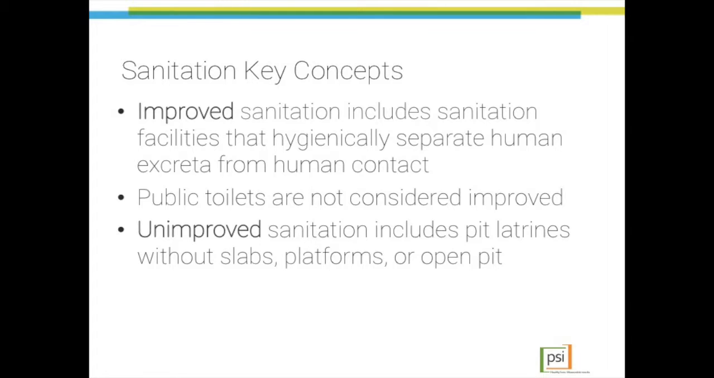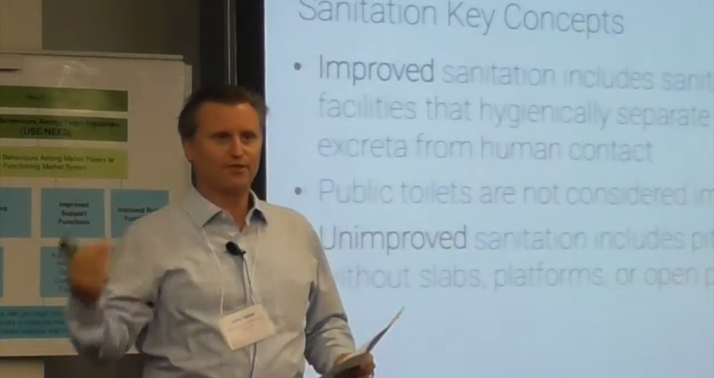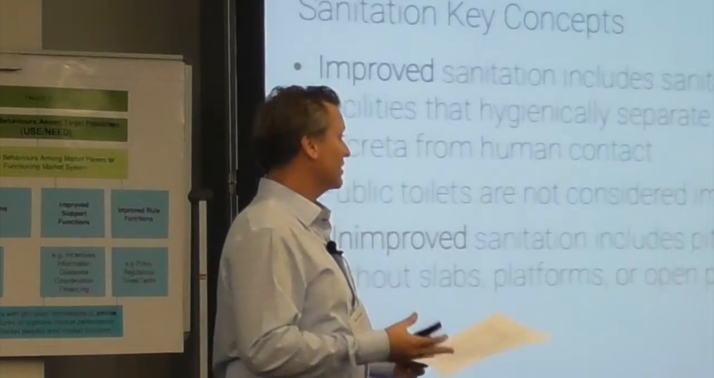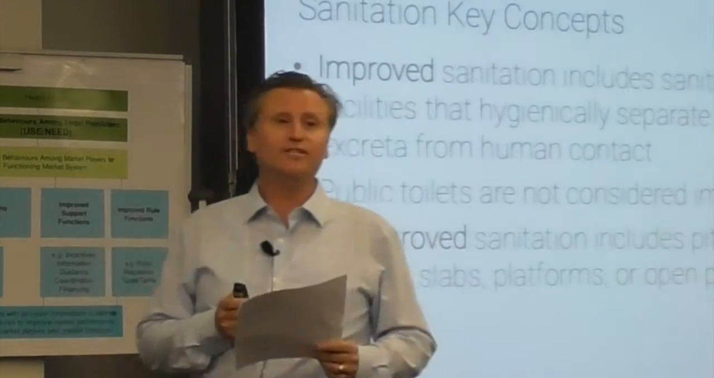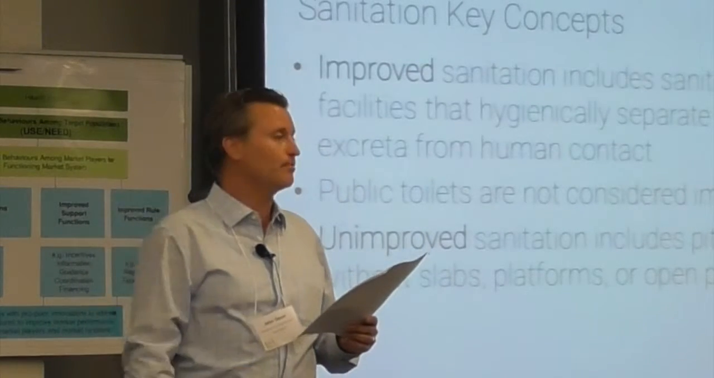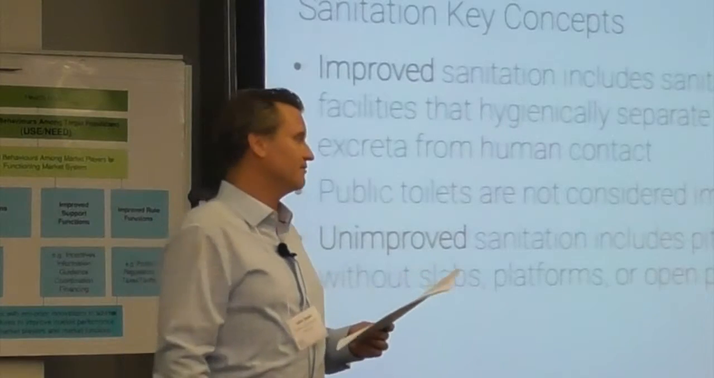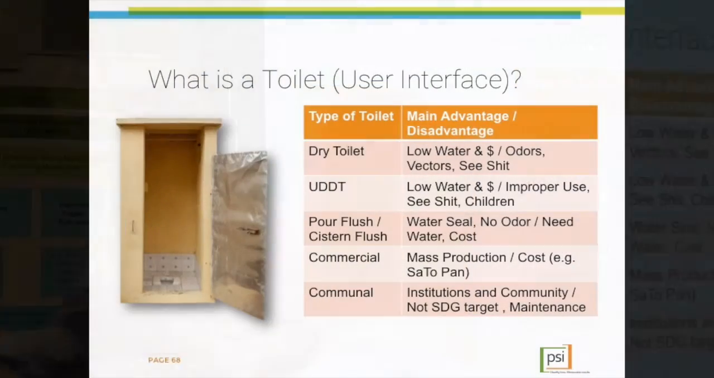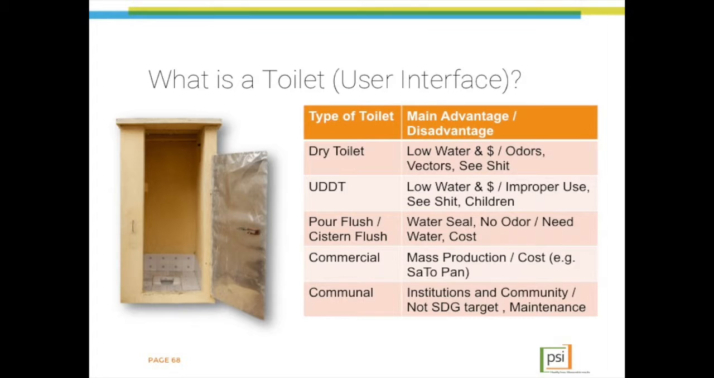But at the moment, public toilets are not considered shared, and unimproved sanitation includes pit latrines without slabs, platforms, or open pits. So basically anything where there's a huge opportunity to come in contact with that feces. And sanitation is now measured by the percentage of populations using improved sanitation facilities. So what is a toilet? We're not going to get too much into the technical pieces, but I just want to cover quickly what is a toilet. Really, we're talking about the pans here.